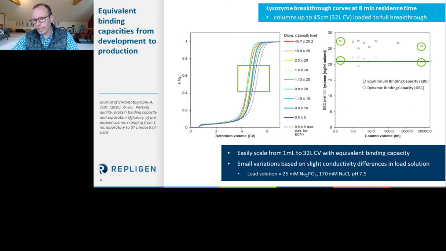There are small variations, as you can see. These were studied and attributed to slight conductivity differences in the load solution, which is the reason why those curves don't line up perfectly. And then on the right side of the slide, you see the binding capacity, consistent binding capacity from small columns all the way to the larger columns. So it makes our jobs much easier when we're thinking about scale-up from small scale to large scale.